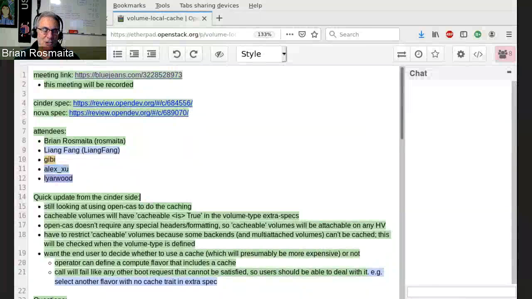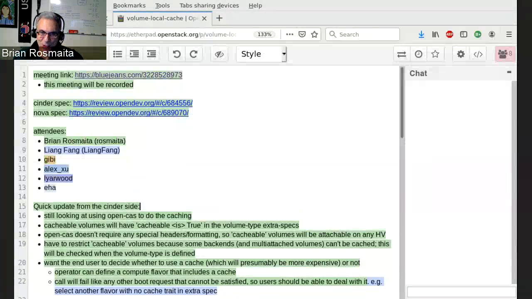We're still looking at using OpenCAS to do the caching. The main reason for that is that it doesn't require any kind of special formatting or anything for the volumes. So whether you attach a volume to a hypervisor that's got the cache or not, you can still use it and it's not a problem. So we're going to do this by the cacheable volumes will have something in the volume extra specs to indicate that they are cacheable. So the operator would define particular volume types for this.